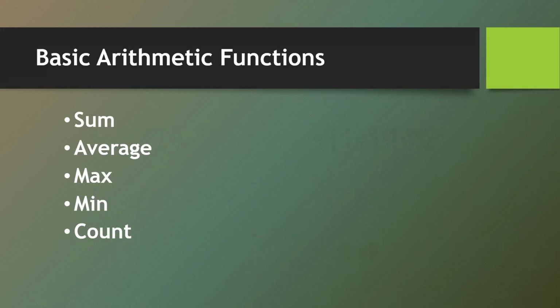The basic arithmetic functions are functions that do several arithmetic operations in one step. The basic functions are like the sum, a function for doing several additions. The average, this function will add all the numbers together and divide them by their number.